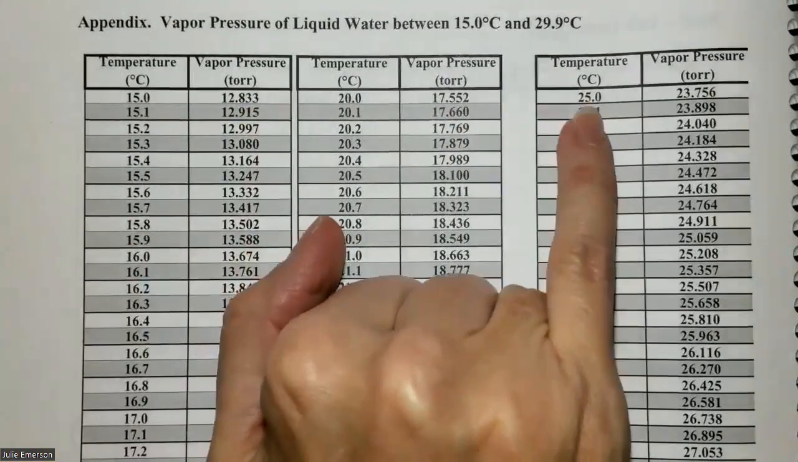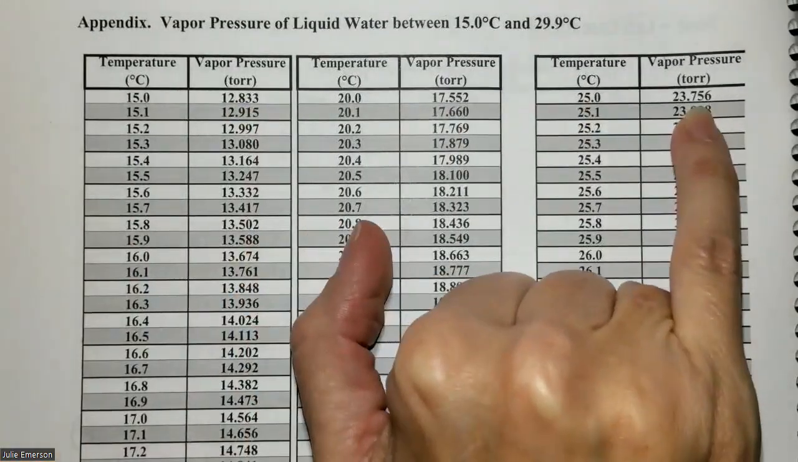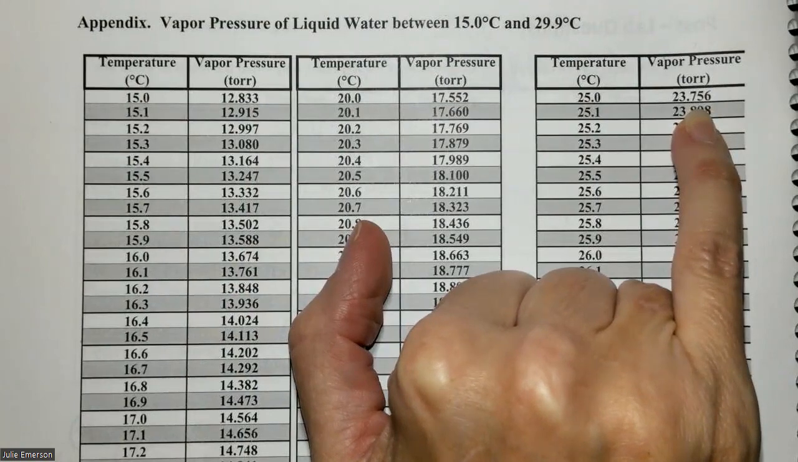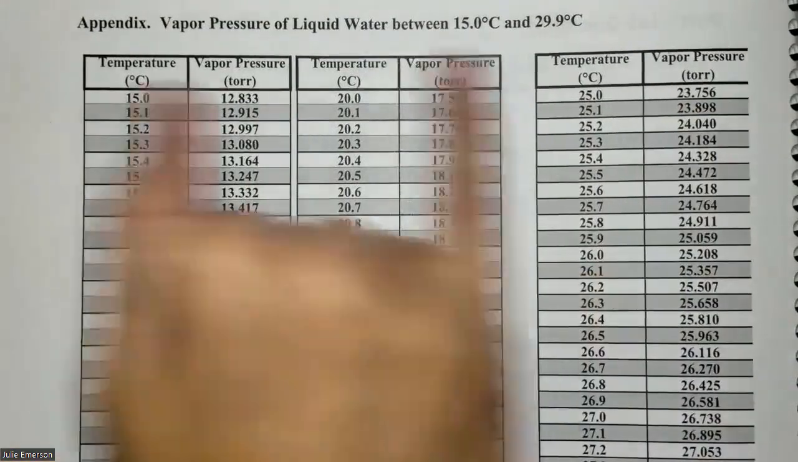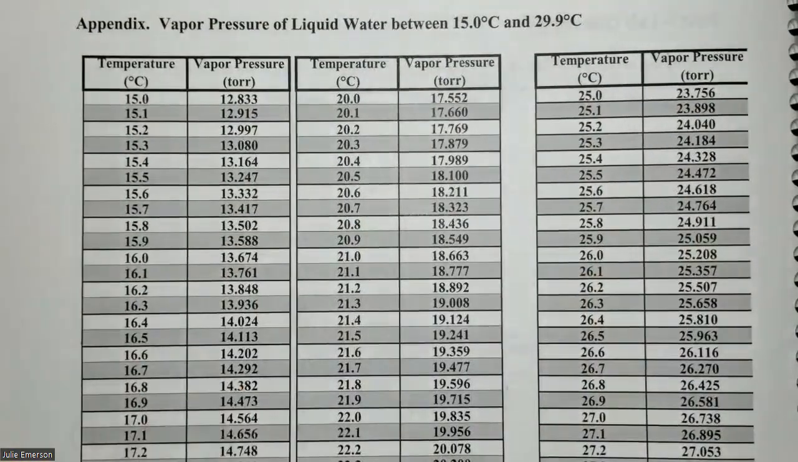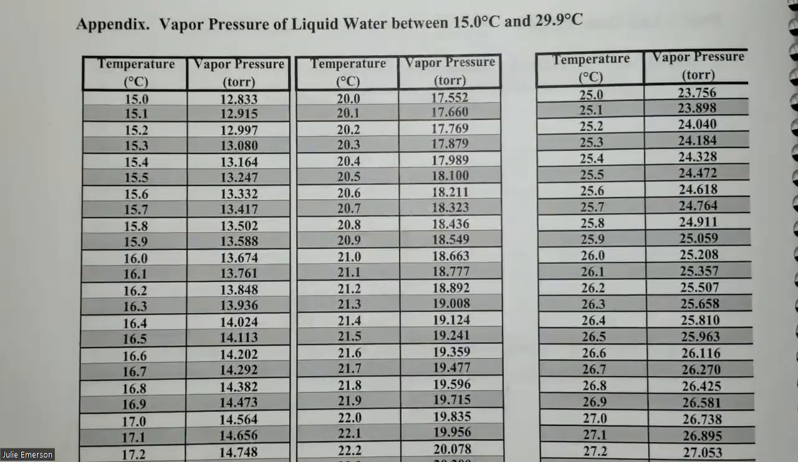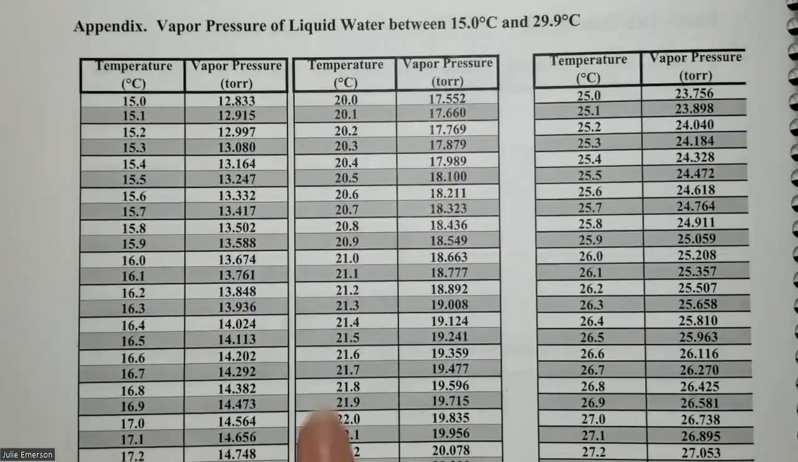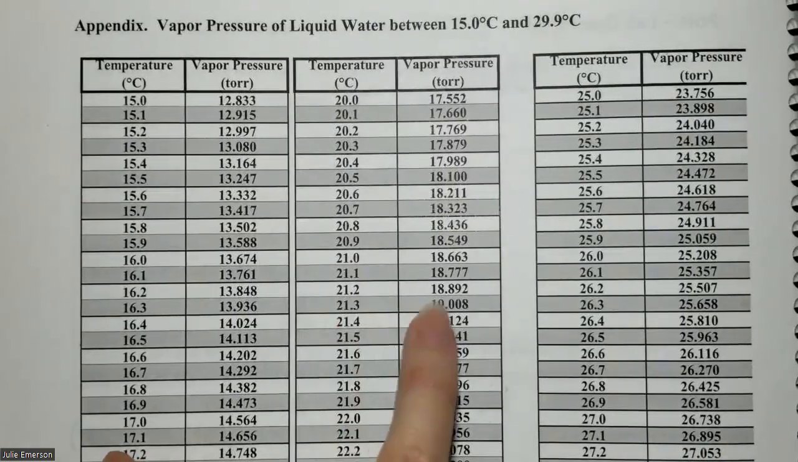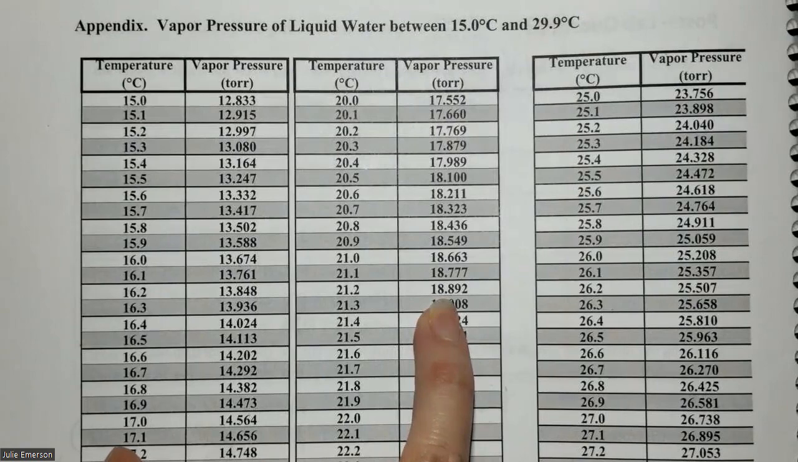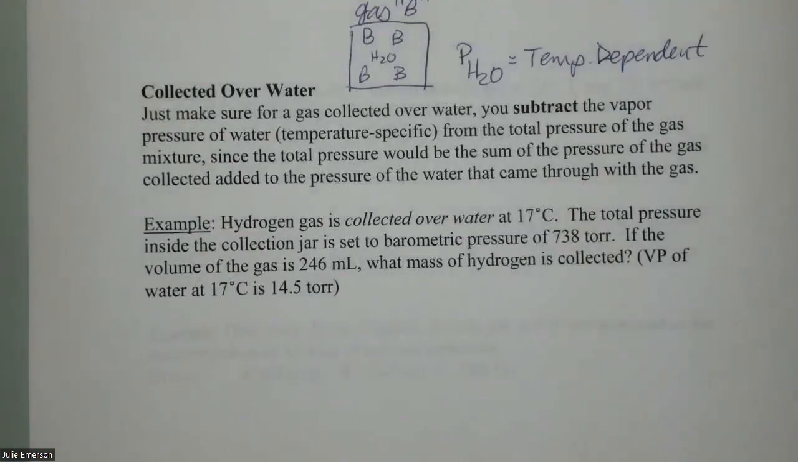If I'm at a higher temperature, I'm going to have a higher pressure because more of it will go into the gas phase. But it turns out that it's completely temperature dependent. It's like a constant, which is kind of interesting, right? So I know if I do my reaction, I'm at 21.2 degrees Celsius. The amount of water that gets bubbled up is 18.892 torr. That's the pressure. So what does that mean?